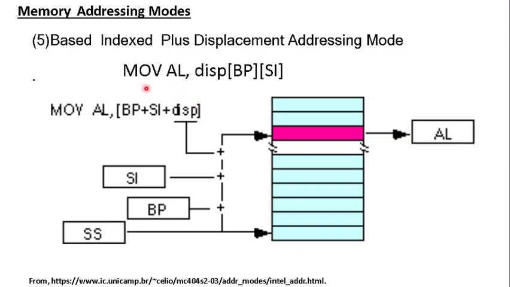Now let's see another variant. Here again it's a move instruction, and the base register used here is our BP. As it is BP, the default segment will be the stack segment, so we are going to find the operand within the stack segment. The offset value is to be used with the stack segment. How is the offset taken? Take BP content, take SI content, take the displacement, and add them together. You will get a value that will index into the stack segment. The offset points to this location, so move the content of this location to AL. That's how the based index plus displacement addressing mode works.